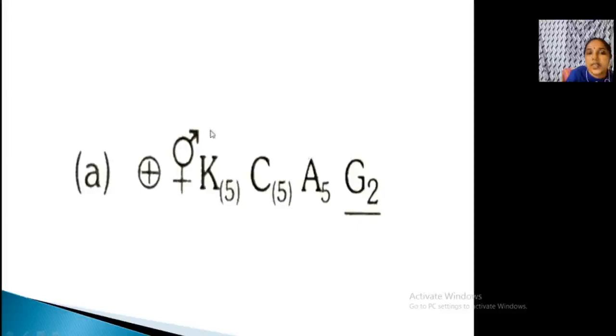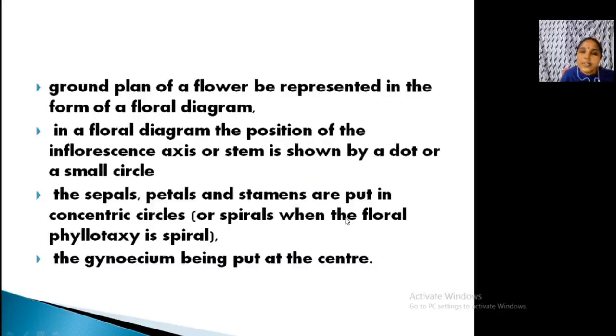Now see another one, actinomorphic, bisexual. You can draw bisexual like this, a very simple way. This is male, this is female. If only male part, you can draw only this one. If only female part, draw this circle and this one. Calyx with 5 sepals united, corolla with 5 petals united, androecium 5, gynoecium 2 superior. Clear? So up to this we studied what a floral formula is.